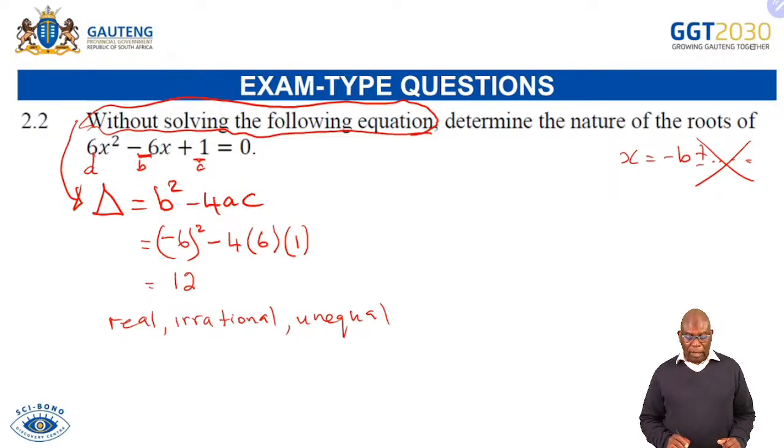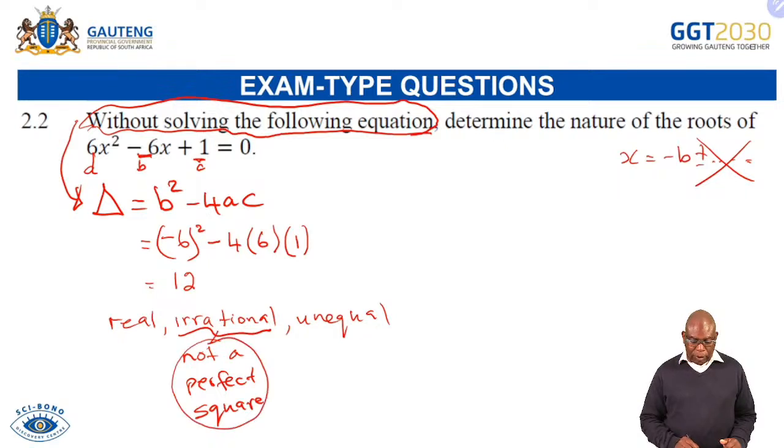Three things that I must write there. Why is it irrational? It is not a perfect square. Please don't write this in your exam. I'm just showing you that for it to be irrational, it must not be a perfect square. So it's real, irrational, and unequal.